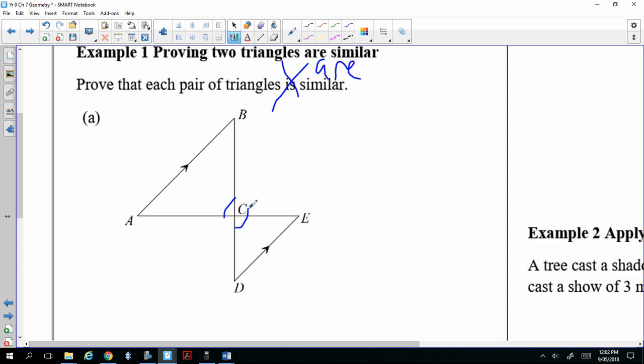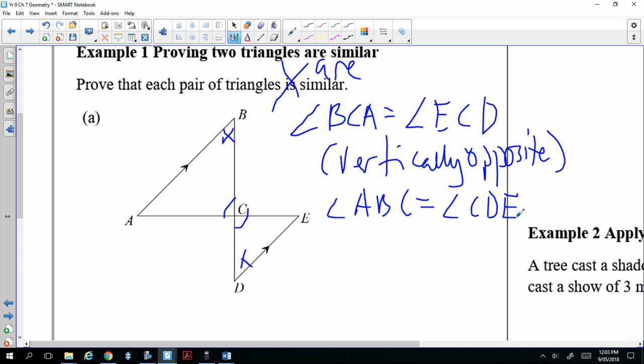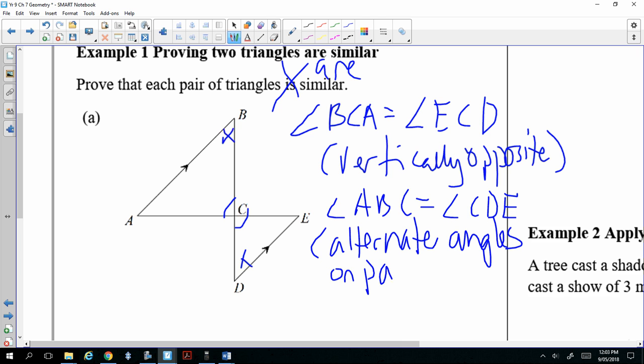Well, you have to give more details. Say angle BCA equals angle ECD, you have to refer to the actual angle. This is vertically opposite. And then angle ABC and CDE, they're equal because the alternate angles are equal. Two is enough. Alternate angles on parallel lines.